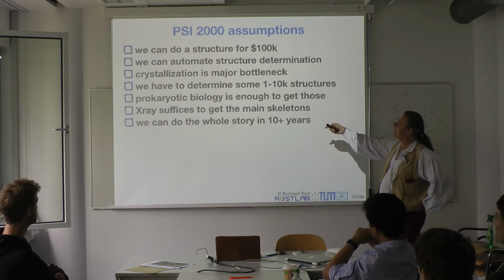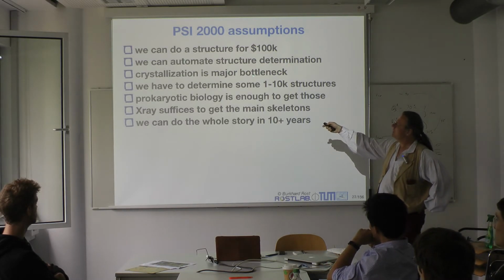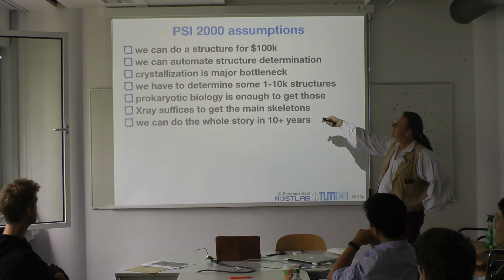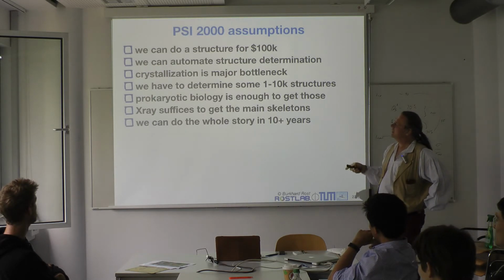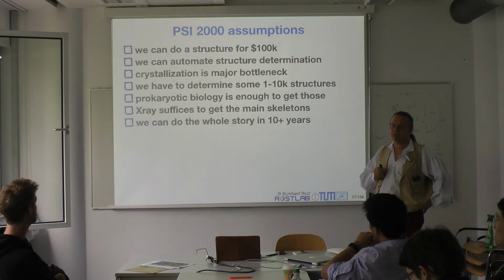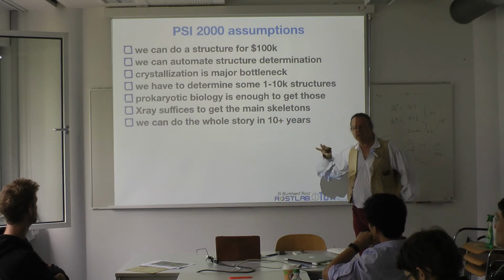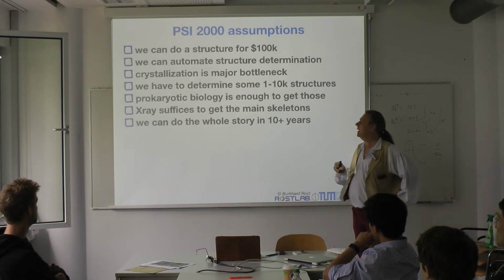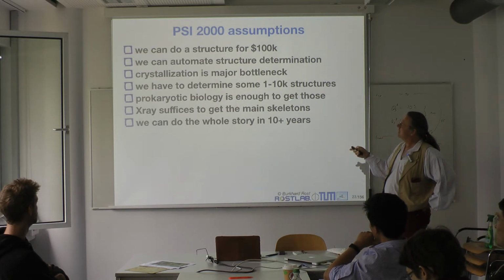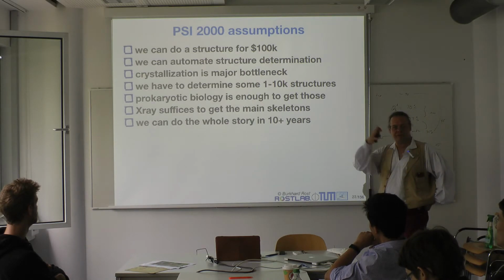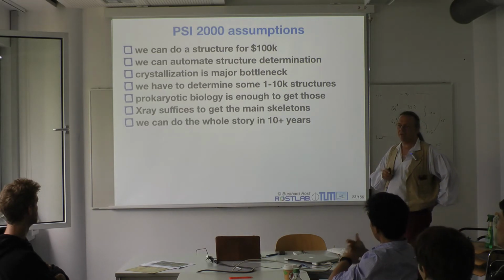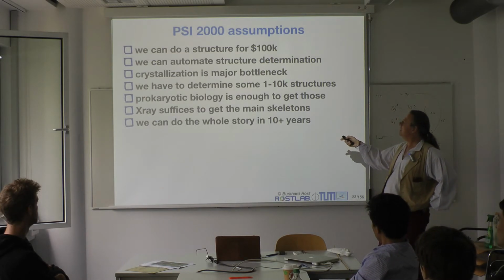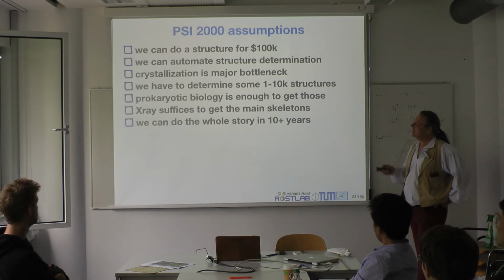To automate structure determination, the assumption was crystallization was a major bottleneck. So this actually happened. It was automated, and this initiative did a lot to do this better. The assumption that crystallization is the major bottleneck turned out to be wrong. Essentially every single step on the path is a major bottleneck. We have to determine about 1 to 10,000 structures in order to fill out all the white islands, was the assumption. That turned out to be entirely wrong. Structural genomics determined about 5,000, so half of that, or depending on how we count, maybe even 10. But we are nowhere near all of it.